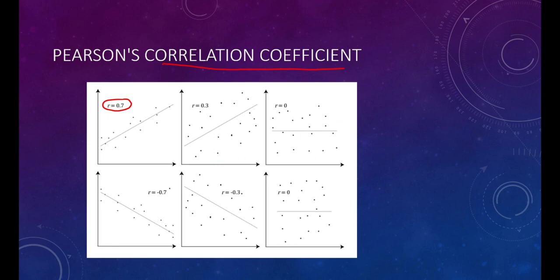If r is equivalent to -0.7, you can see that there's a strong negative relationship. It is very linear. If r was equal to -1, you would have a perfectly straight line where the dots are on top of the line. Here we have r equal to -0.3, so it's pretty much scattered, but there's still a trend downwards. And again, if r is equal to 0, there's no relationship at all.